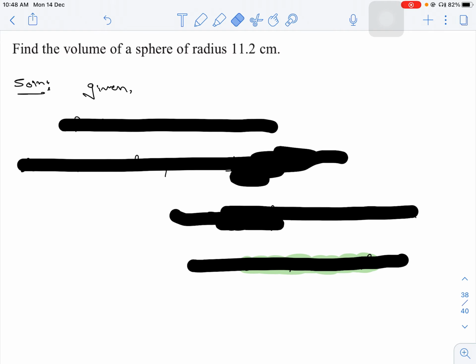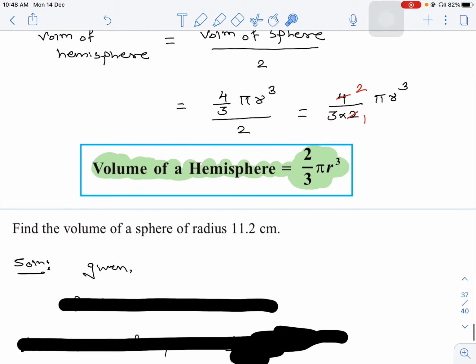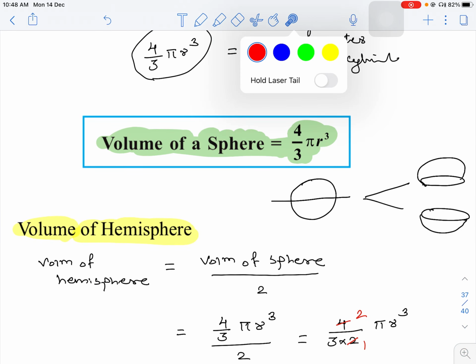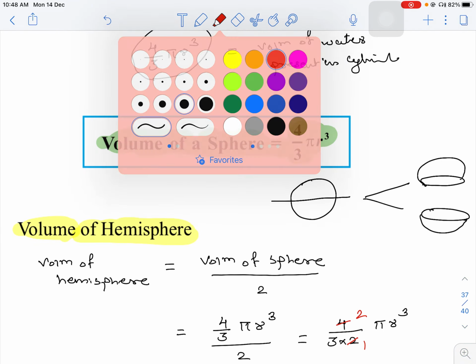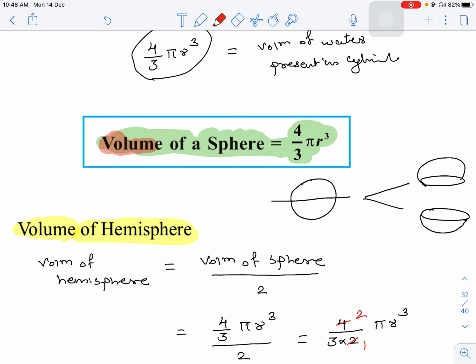Let us consider our first example. It is given: find the volume of a sphere of radius 11.2 centimeter. Before finding this volume, let us look at this formula once again. In this formula, how many unknown values are there? Our first unknown value is the volume, and the second one is the radius. If we have any one of these two values, we can find the second. When we have the value of the radius, we can find the volume, and when we have the value of the volume, we can find the radius.